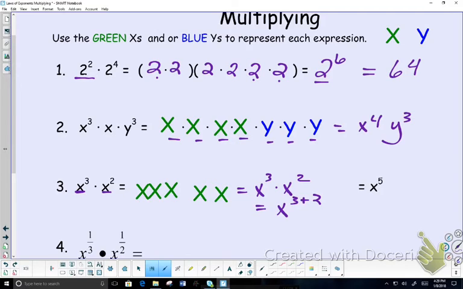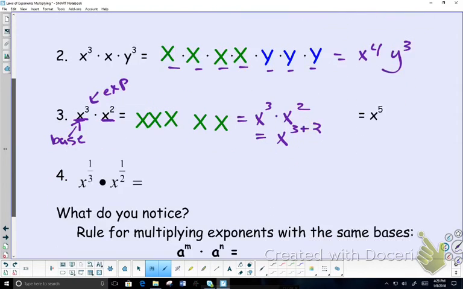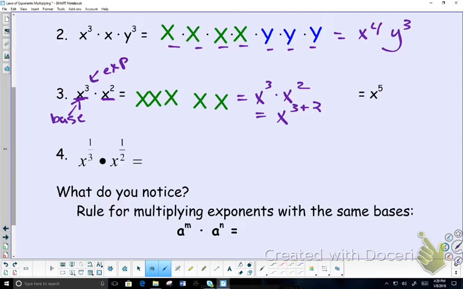And by like bases, this is a base. Okay? This is the exponent. If you are multiplying like bases, then all you do is add the exponents. And that would get you to x to the 5th power. So now looking at the next one, that means this would be x to the 1/3 plus 1/2.